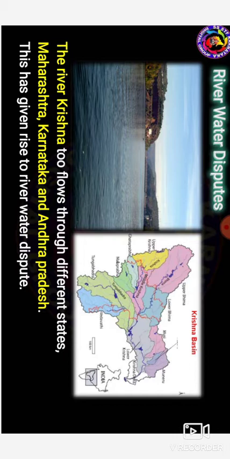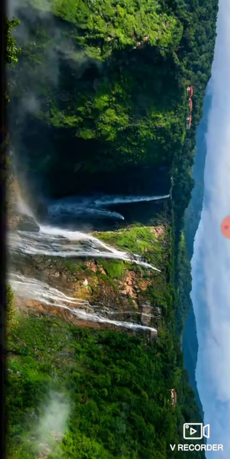And then next, the river Krishna flows through different states. Okay, look at that map. The river Krishna flows through Maharashtra, Karnataka, and Andhra Pradesh. This has given rise to a river water dispute.